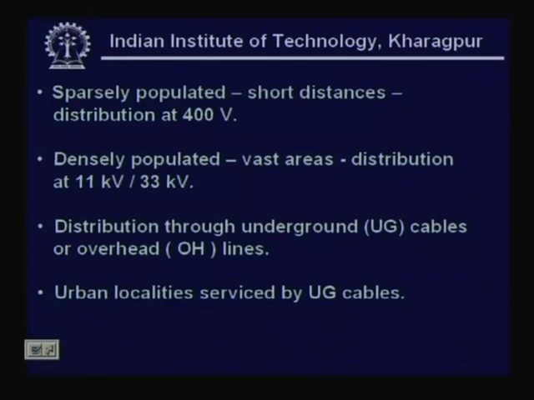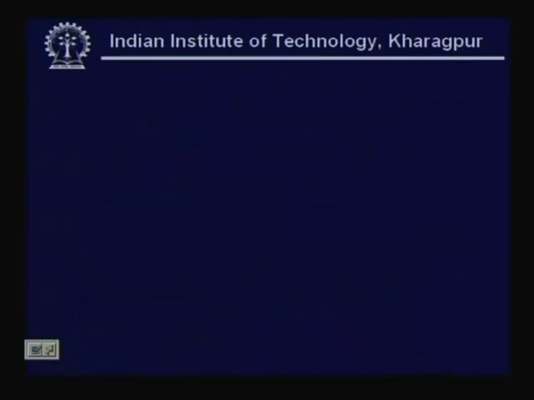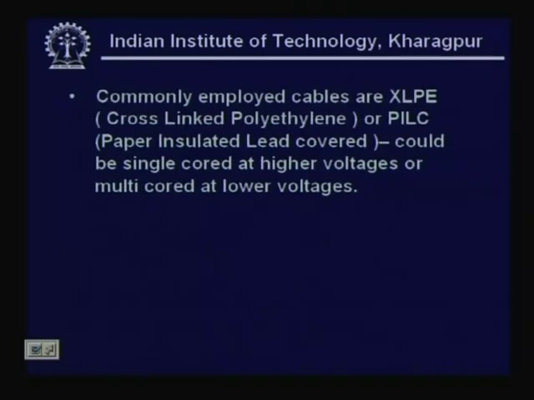Going by this, you will find that urban localities are invariably serviced by UG cables, whereas rural settings where a lot of space is available are serviced by overhead lines. This is to be borne in mind. So commonly a cable has a conductor and an insulation, and commonly employed cables are XLPE or cross-linked polyethylene cables, and PILC, or paper insulated lead covered cables. These could be single core at higher voltages or multi-core at lower voltages.